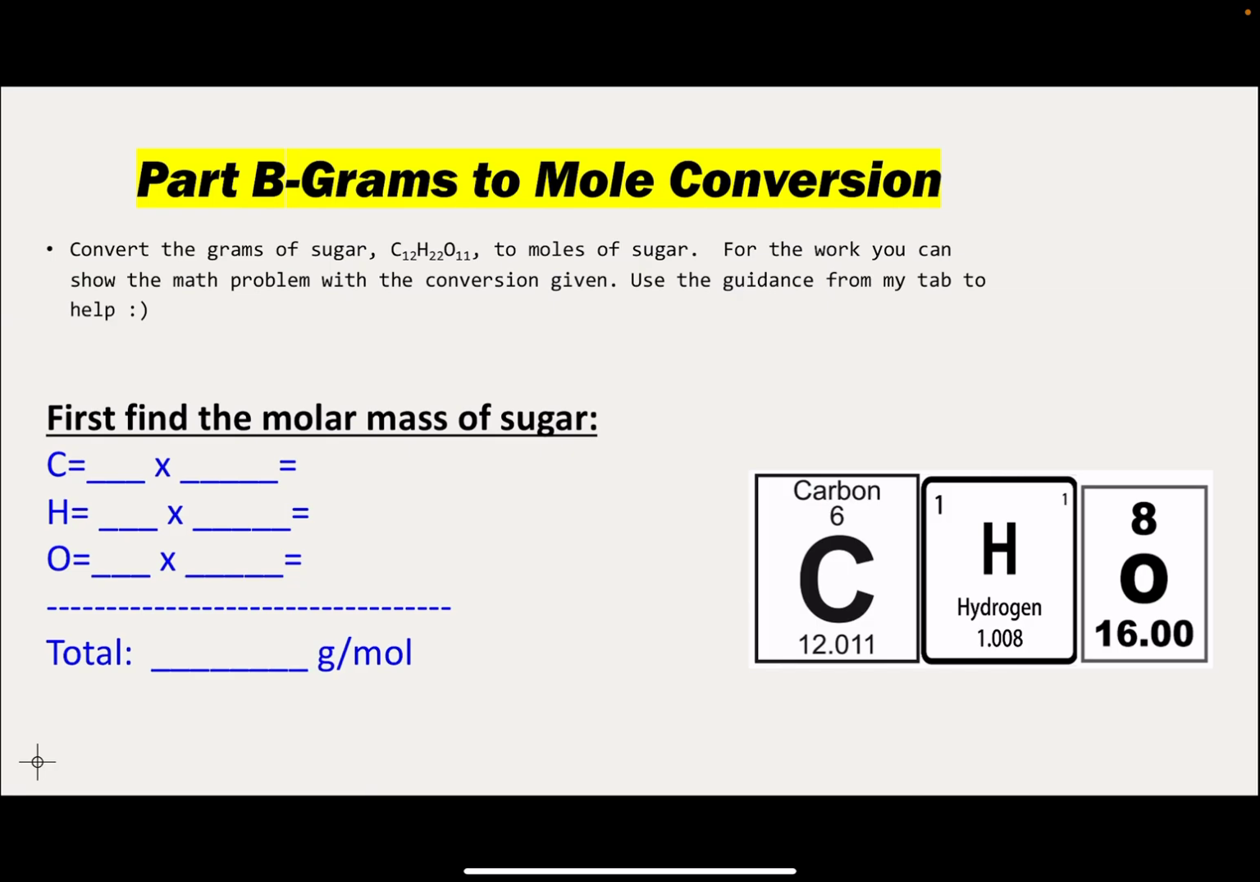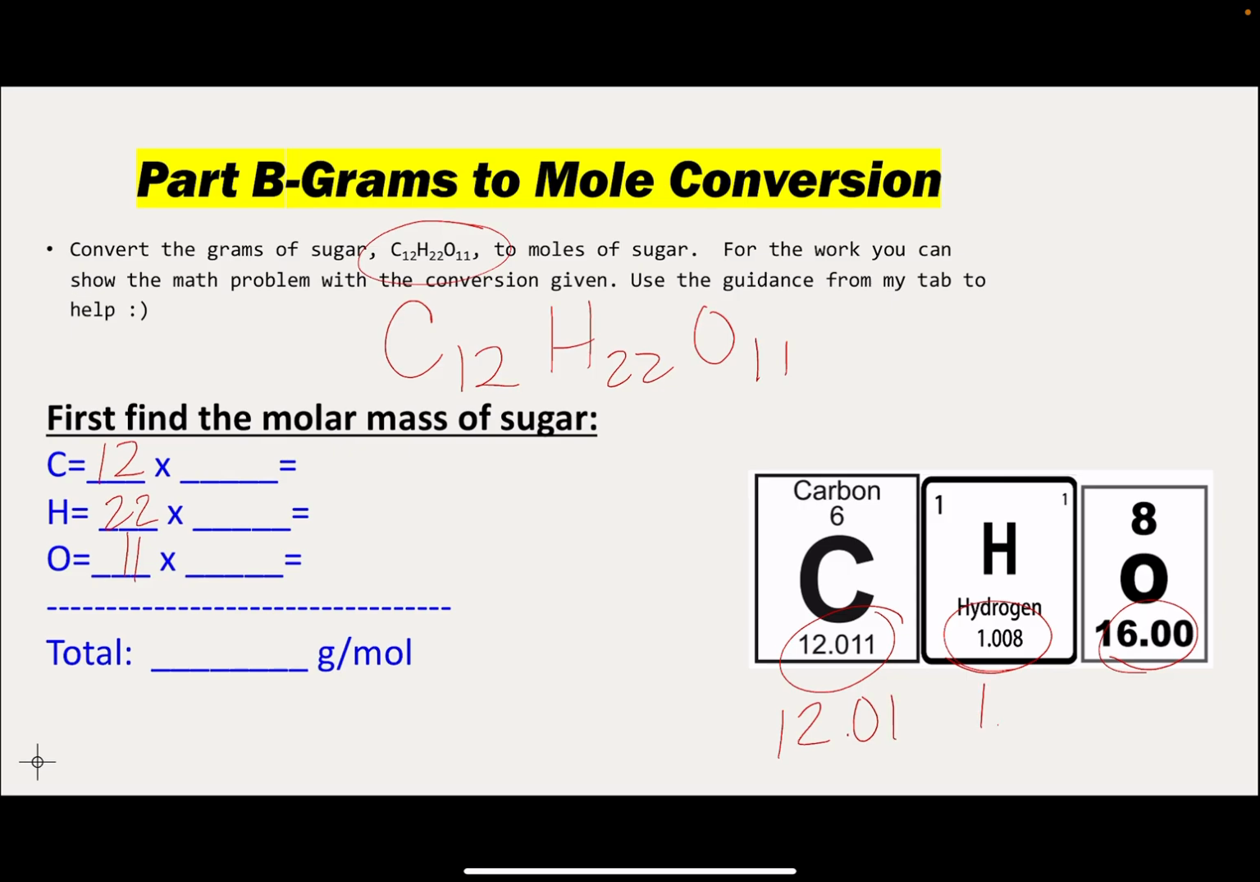So part B says grams to mole conversion. We first have to find the molar mass of sugar. Sugar's formula is up here, so I'll write it a little bigger, C12H22O11. So we'll see that C has 12, H has 22, and O has 11. Then we're going to use the decimals we see on the periodic table, and we can round to the nearest 2 decimal places. So we're going to have 12.01 for carbon, 1.01 for hydrogen, and 16 for oxygen.